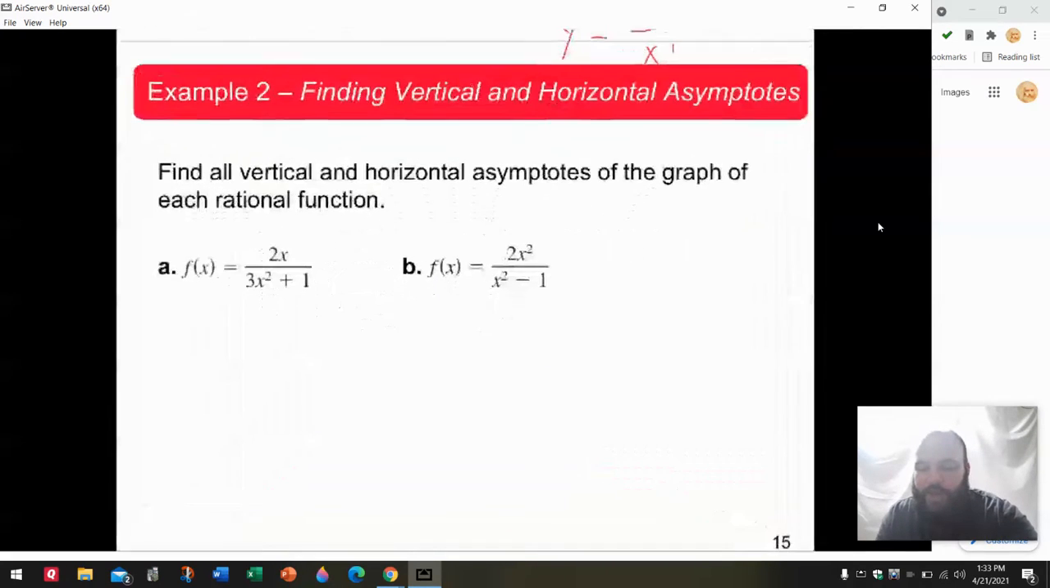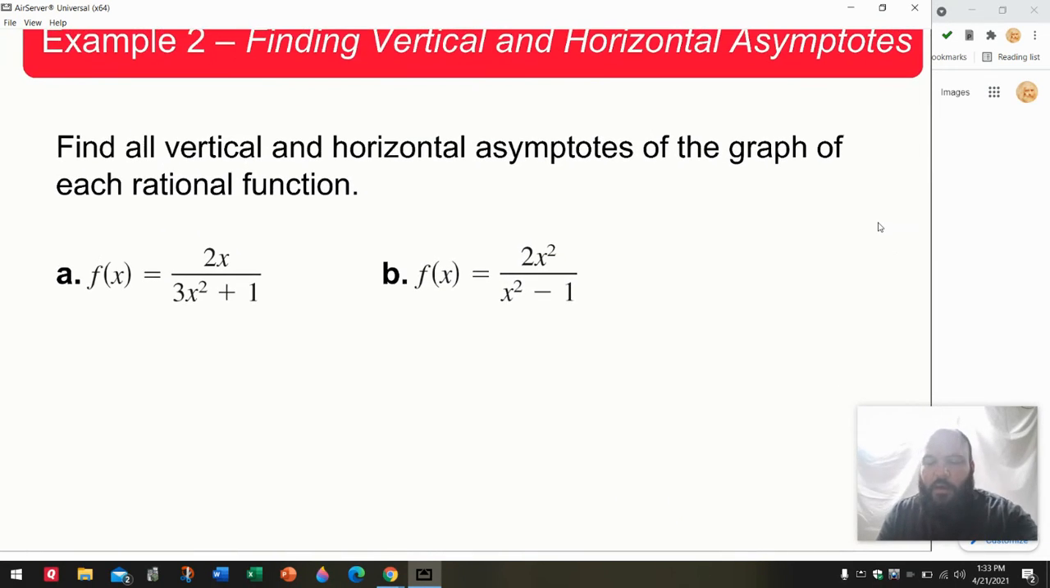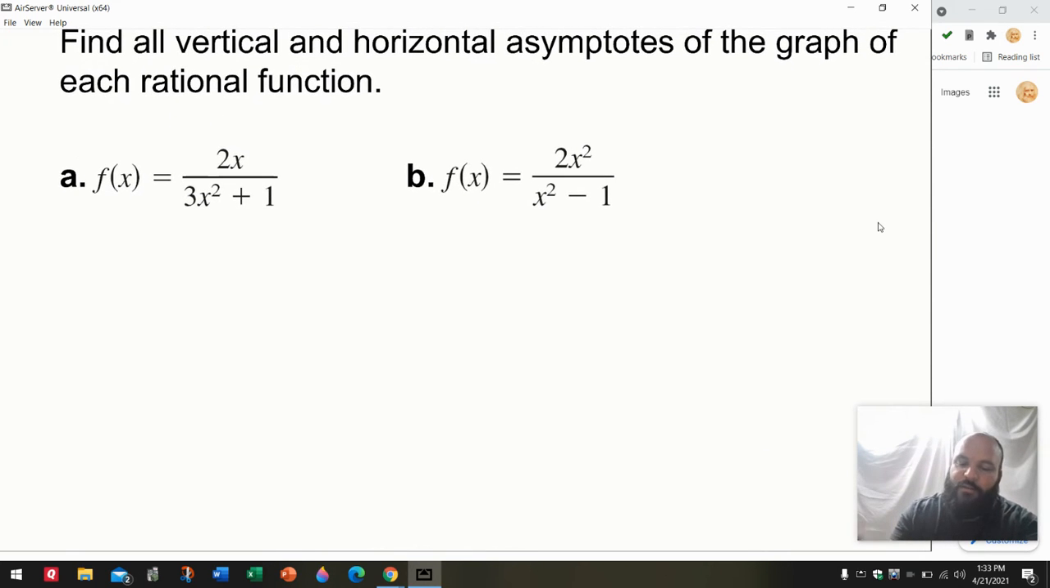So let's take a look at how to actually find them. We're going to put into practice what I just told you. We have two functions here. We have f of x equals 2x divided by 3x squared plus 1. We want to find the vertical asymptote, and then the horizontal asymptote. Those are two separate procedures.